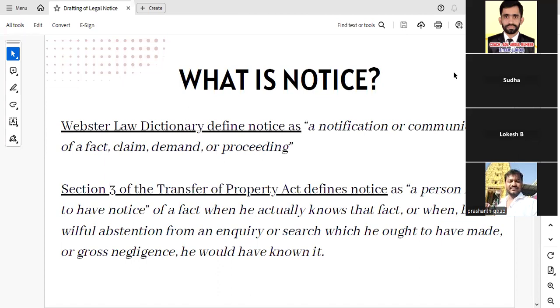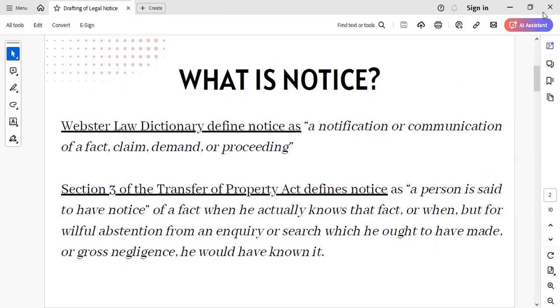Okay. So there are various types of legal notices which an advocate has to send. And you have to know the legal vocabulary. So first we have to understand what is notice. So what is notice? Are you able to see the screen? Yes, sir, I can see.